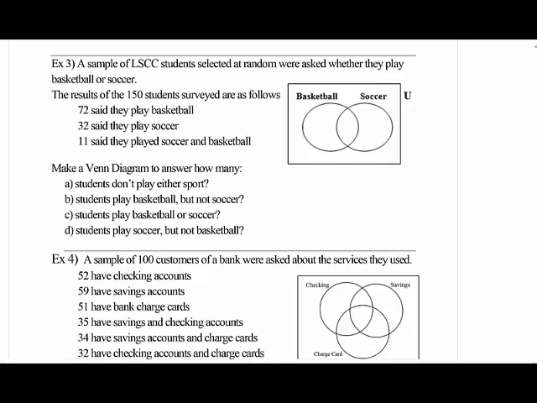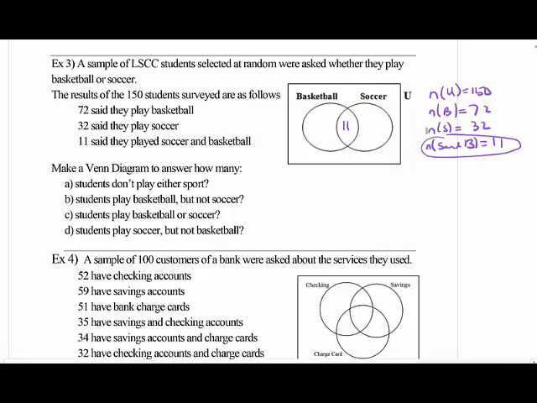So on example 3, we have 150 students that were surveyed. So my universal set is 150. 72 played basketball. 32 played soccer. And if you have to write them out, but if you can abbreviate, go ahead and do that. And the cardinality of soccer and basketball, which is the overlapping, is 11. And that's where we always start. So we always start with that middle region of what we have. So that piece is done.